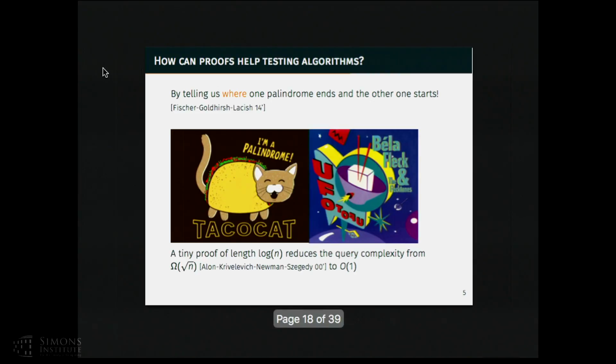However, what happens if you have another palindrome, like UFO tofu, and we're given the string that consists of both of these, and we want to know whether this is a string that consists of two concatenated palindromes? In this case, it was shown that the query complexity suddenly becomes much harder. It becomes square root of n. But using a very short proof, namely a pointer that says where this palindrome ends and this one starts, we can reduce the query complexity to O of 1, simply because this reduces to two independent problems of palindrome testing, which is easy.